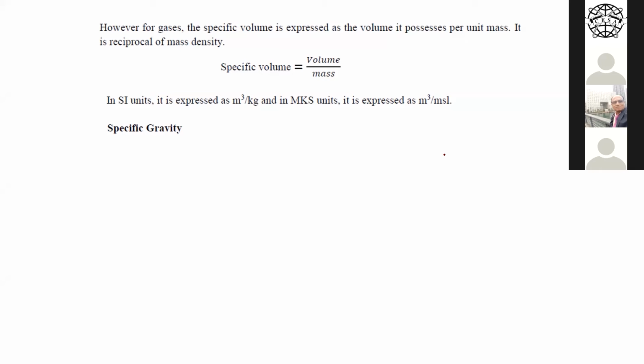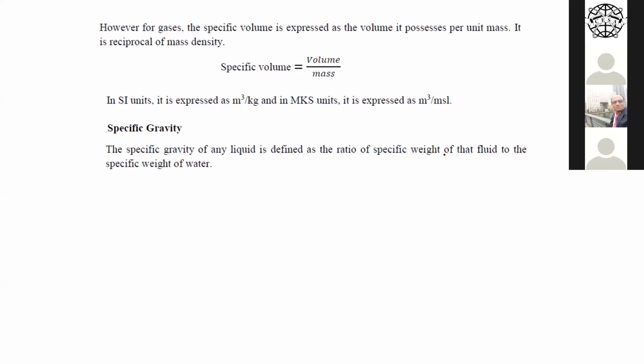Since specific weight is rho into g, and g is a constant for a particular place, you can also take the ratio of mass densities. For example, if you take mass density of mercury and mass density of water and divide one by another, you'll get specific gravity. So either you take specific weight of that particular liquid and divide by specific weight of water, you will get specific gravity, or take mass density of the liquid and divide by mass density of water, you will get specific gravity. Since it is a ratio of the same quantity, it is always a pure number. There is no unit for that.